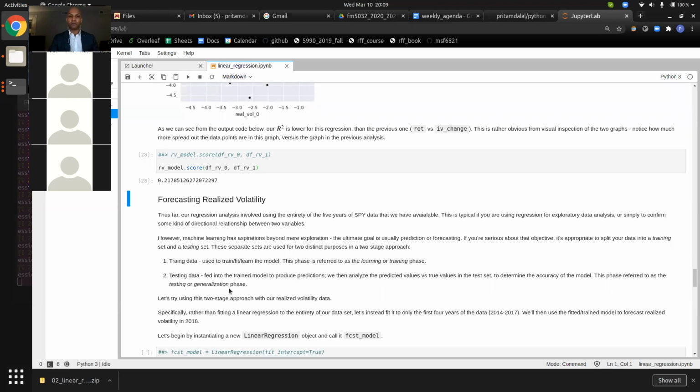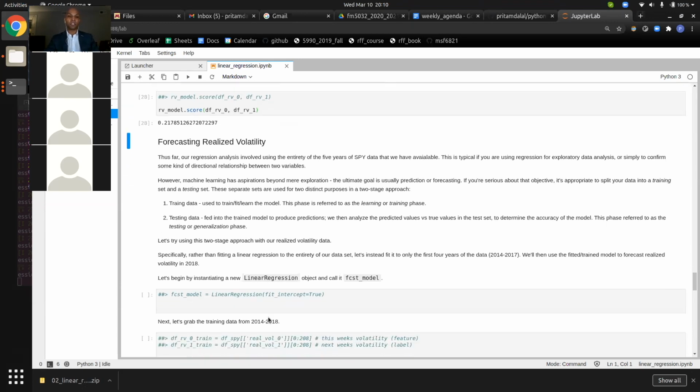But oftentimes in machine learning, we want to do more than just exploration. Our ultimate goal is prediction or forecasting. And if you're serious about that objective, it's appropriate to split your data into a training set and a testing set. These separate sets are used for two distinct purposes. With the training set, you actually train and fit the model, and that's called the training phase of the process. And then you use the other set of data, the testing set that you held out, and feed those values into the trained model to produce predictions and analyze how well those predictions actually fared against reality. This is called the generalization phase or the testing phase.